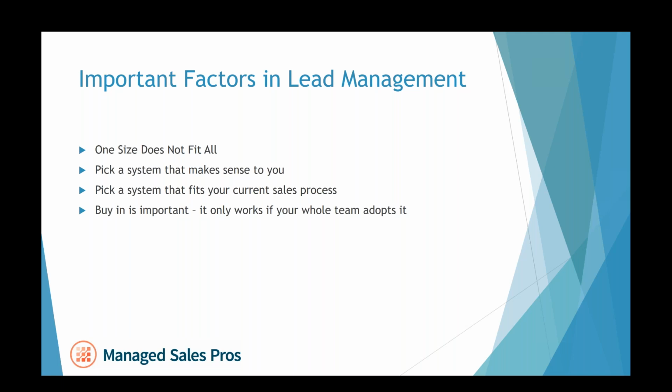So first and foremost, find something that's going to work for the process that you've already developed. You don't have to go in and reinvent the wheel. You just have to improve the wheel that you're using right now. And buy-in is important. It's only going to work if everybody on your team adopts it. And yes, you can be a dictator and go in and say, everybody do this, do it like this, do it today, do it now.